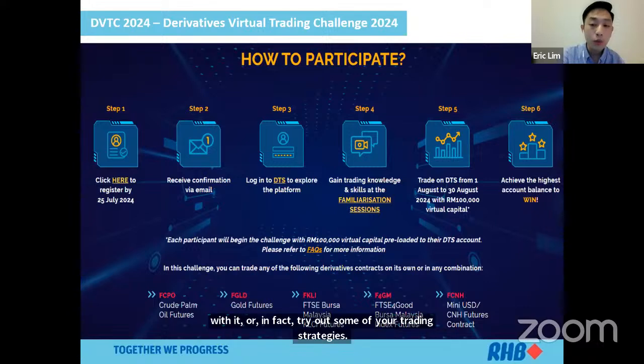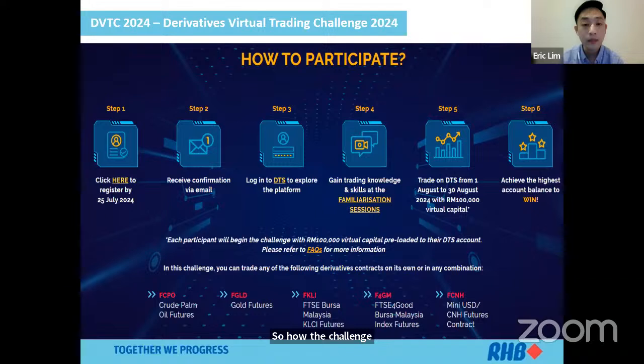So how the challenge works is that you will start off with 100,000 ringgit worth of virtual capital on the 1st of August, and the objective is to trade your way to achieve the highest account balance at the end of the challenge. To be eligible for this challenge, all you have to do is trade at least 20 lots of futures products, whereby if you buy 1 lot and sell 1 lot, it will be considered as 2 lots traded. Do remember to check out the TNC for more information on this challenge.